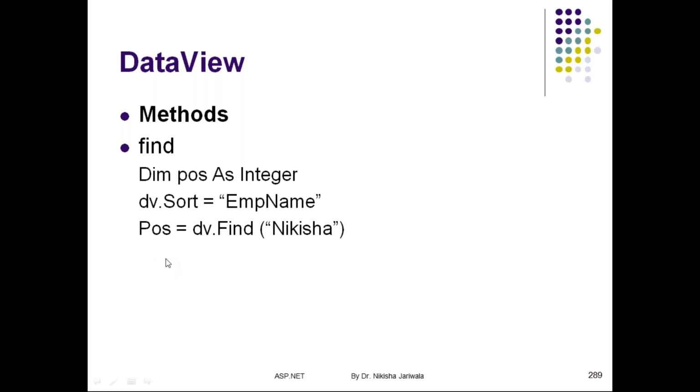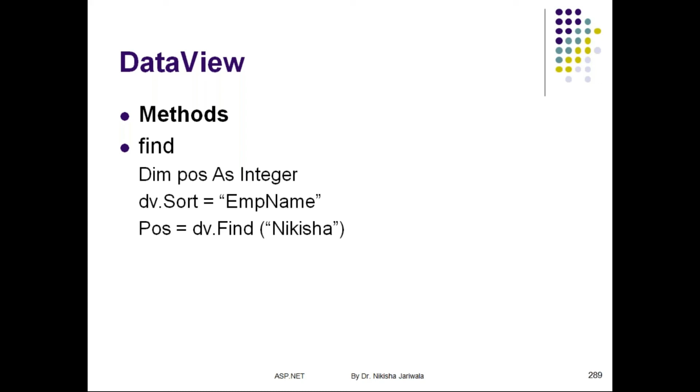Again I repeat, the find method is used for searching. We need to specify the value that we want to search from all the records present within the data view, and the most important part is that the column must be in sorted order. So before finding, we need to apply the sort property. We need to specify the column name from which we want to find the value. Over here, as I want to find the value in the employee name column, within the sort property I have specified employee name.